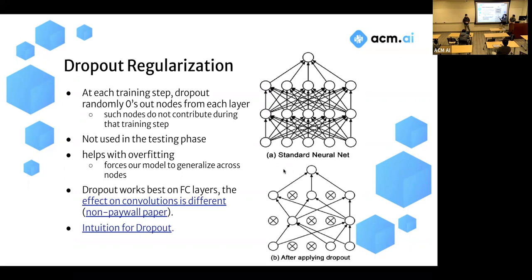So what dropout regularization does is we basically set random nodes to 0. So basically just deactivate them, pretend they're not there. By doing this, we force our model to actually utilize other nodes and generalize across them, so that when we're doing our testing phase, the accuracy can be better and not overfitting.